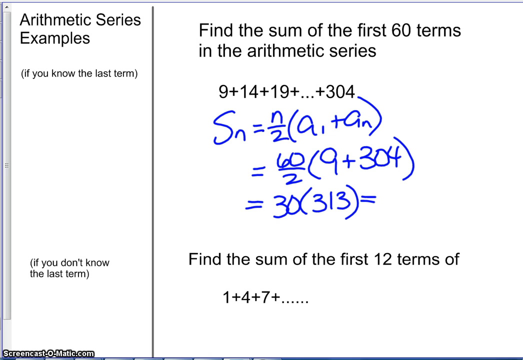30 times 313, I have a 0 here, 939. There we go, 9,390, and that's my answer there. That is my S sub 60, if I added all those values together.